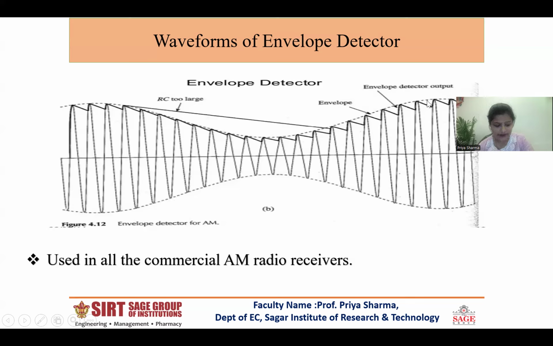Okay, students, it can be seen from the waveforms that the envelope of the AM wave is being recovered successfully. We assume that the diode is ideal, which presents zero resistance when it is on and infinite resistance when it is off. We also assume that the AM wave applied to the input of the detector is supplied by a source having internal resistance of Rs. I have already told you that this is used in commercial AM radio receivers.